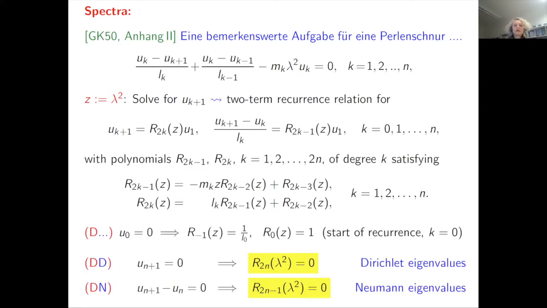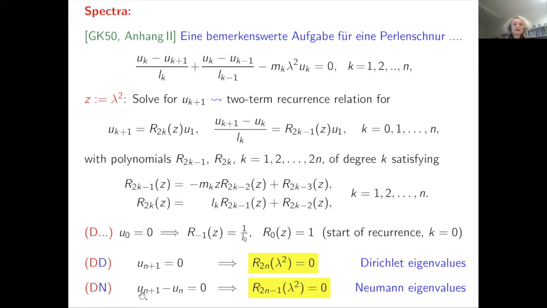So if we now want to solve the Dirichlet and Dirichlet-Neumann problems, first of all, the Dirichlet condition on the left-hand side means that u_0 has to be equal to 0. In this case, we can choose r_{-1} of z to be equal to 1 over the first length next to the left endpoint, 1/l_0, and then r_0 of z equal to 1, to start the recurrence at k equal to 0. And then at the other endpoint, we have the following two conditions for the amplitudes. For the Dirichlet, the amplitude has to be 0. So if we look up here, that means simply that r_{2n} of z, or of lambda squared, has to be 0. And this is the equation for the Dirichlet eigenvalues lambda.